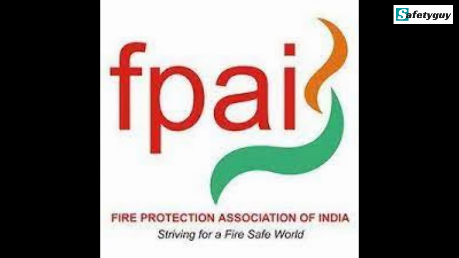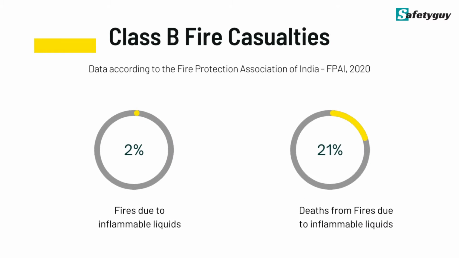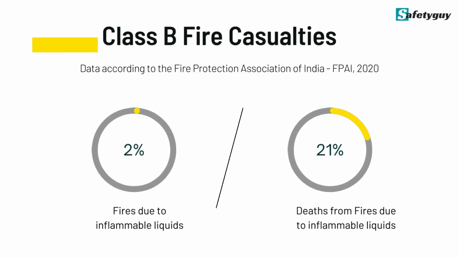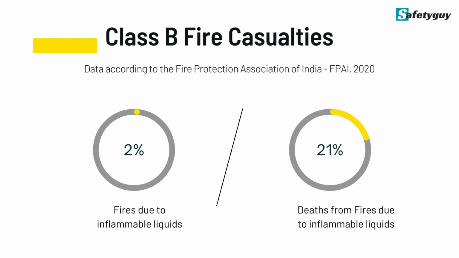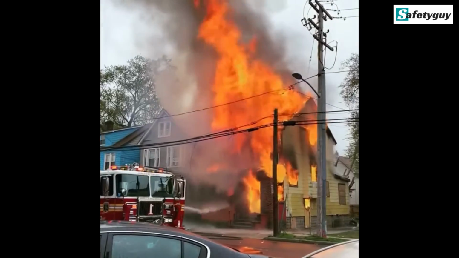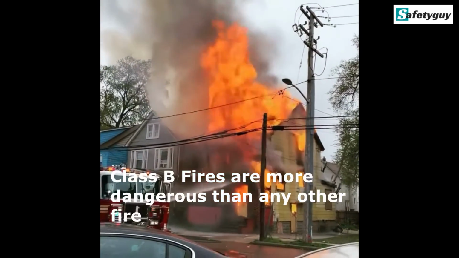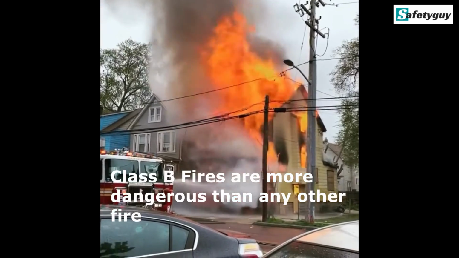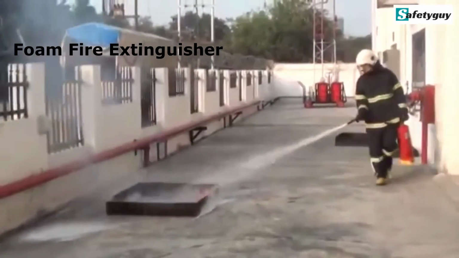According to the Fire Protection Association of India, flammable liquids were responsible for just 2% of fires but resulted in 21% of fatalities in the year 2020. Therefore, although these fires are rare, they are more dangerous than any other types of fires. A foam fire extinguisher is very useful for such fires.